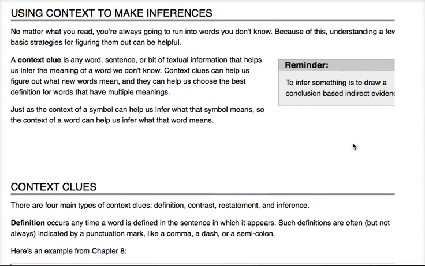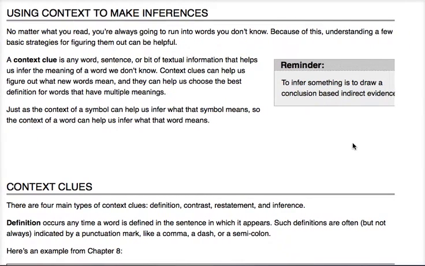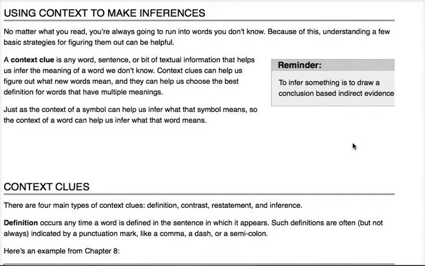So, using context to make inferences. No matter what you've read, you're always going to run into words you don't know. Because of this, understanding a few basic strategies for figuring them out can be helpful. A context clue is any word, sentence, or bit of textual information that helps us infer the meaning of a word we don't know. In other words, to figure it out.